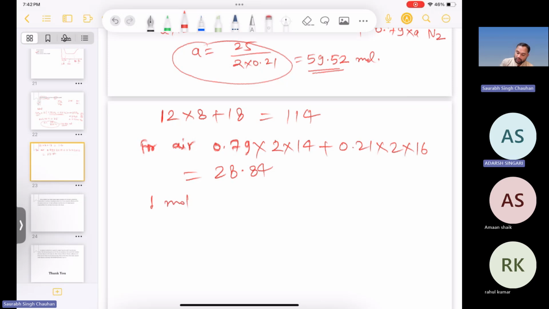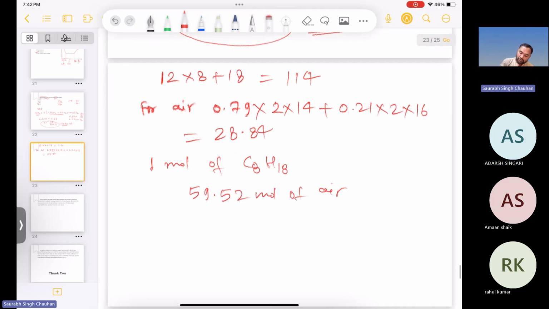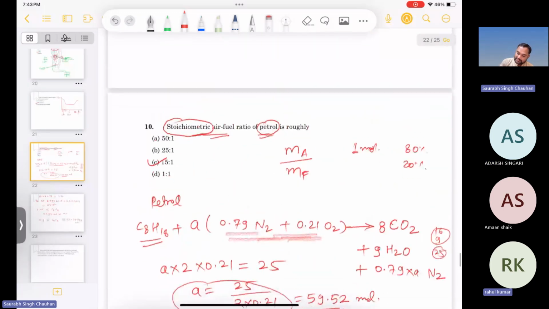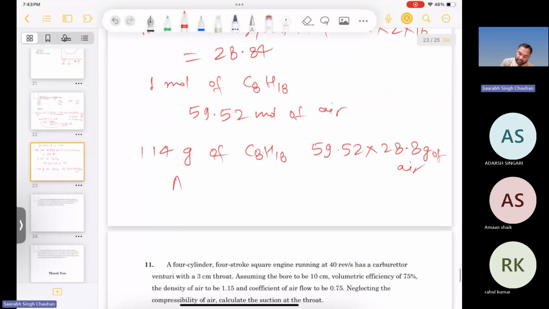So for 1 mole of C8H18, you need 59.52 mole of air. So 1 mole of C8H18 means 114 gram of C8H18. You need 59.52 multiplied by 28.8 gram of air. So what do we need to calculate? The air fuel ratio. So the air fuel ratio will be 59.52 into 28.8 divided by 114.